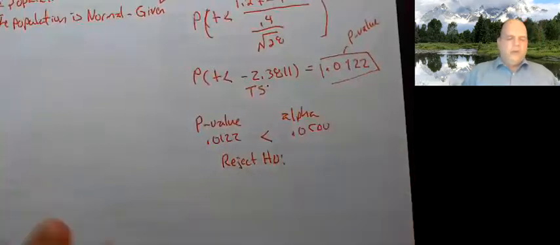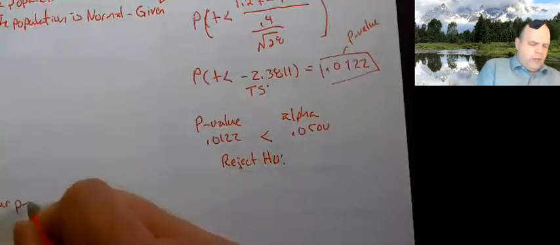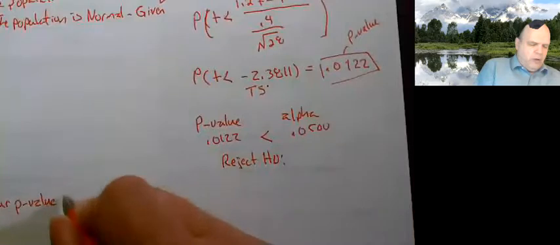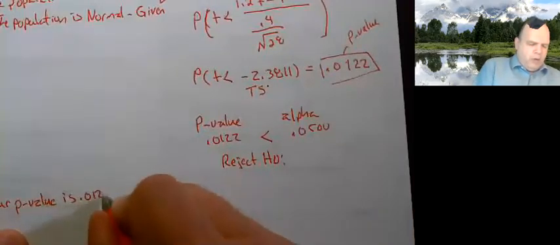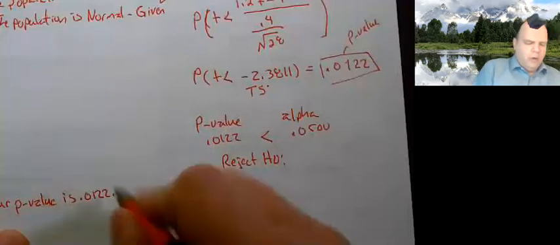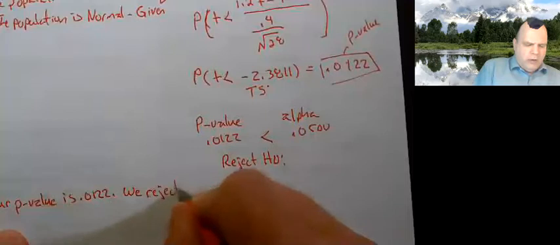All right. So we've now labeled this out really nicely and straightforward, and we need to go write our conclusion. All right. Please do not change the conclusion. Please do what it says. All right. Follow that template. So our p-value is 0.0122. We reject the null.